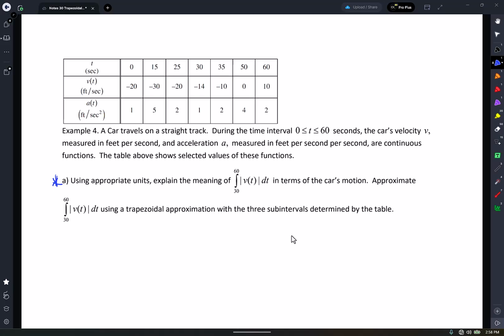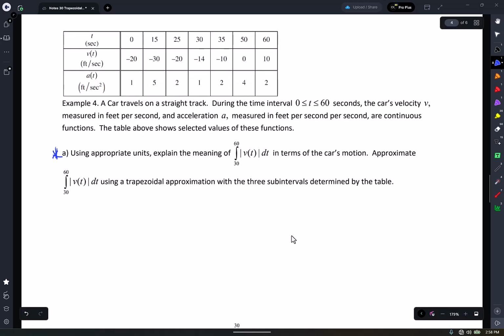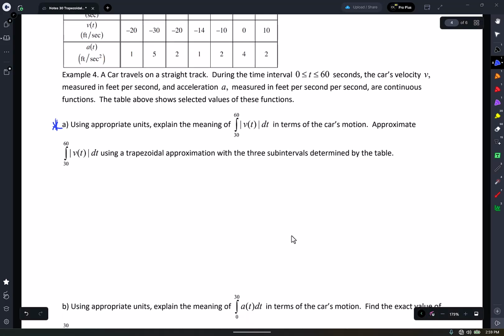The car's velocity v, measured in feet per second, and acceleration a, measured in feet per second squared, are continuous functions. The table shows selected values of these functions. Using appropriate units, explain the meaning of the integral from 30 to 60 of the absolute value of v of t dt in terms of the car's motion. So let's do that first.